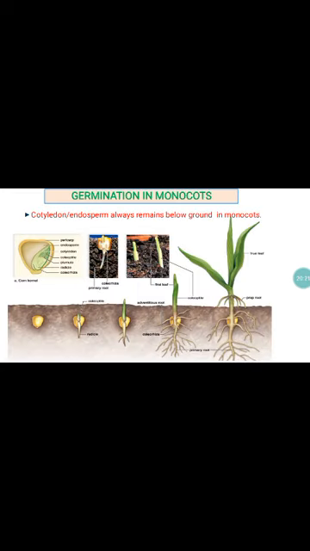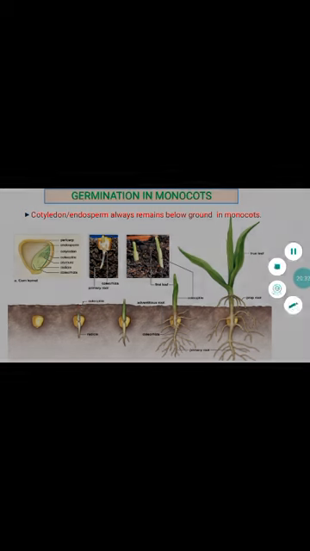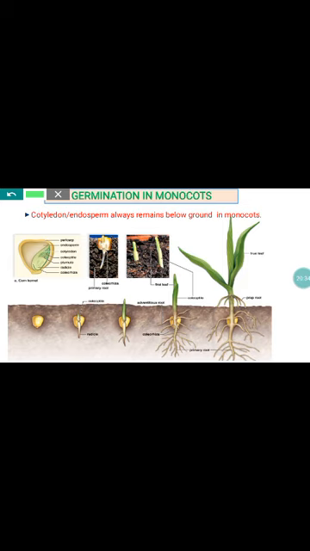Based on germination behavior, seeds are divided into two categories: epigeal germination and hypogeal germination. First I will explain hypogeal germination. In hypogeal germination, when the seed is placed in the soil for germination, it gives rise to the shoot alone, and only the shoot comes out of the soil surface. The seed remains inside the soil, firmly attached to the root, and never comes out of the soil. This is the definition of hypogeal germination.